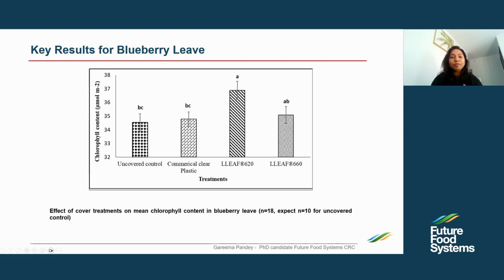So this is the data from the blueberry leaves, where we have seen certain significant results. Going through the chlorophyll content, the photoselective film which shifted light towards the red wavelength, the 620 L-leaf, had the highest chlorophyll content compared to other treatments. The reason could be that more chlorophyll was required for plants to maximize the capture of available diffused light, which ultimately resulted in an increase of the chlorophyll content in the photoselective film getting more of the red wavelength.